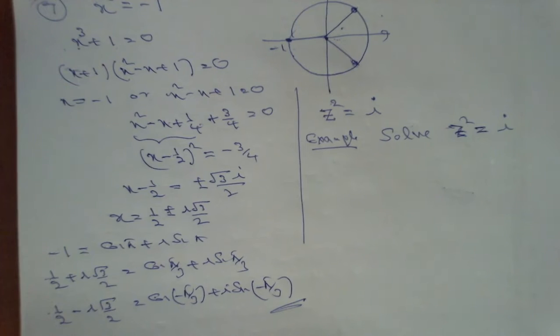You know that, right? A very simple thing. How do you equate two complex numbers? If two complex numbers are equal, then their real parts are equal separately and their imaginary parts are equal separately. Right?